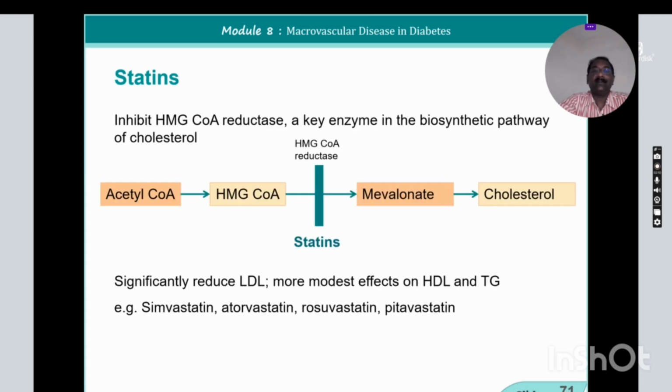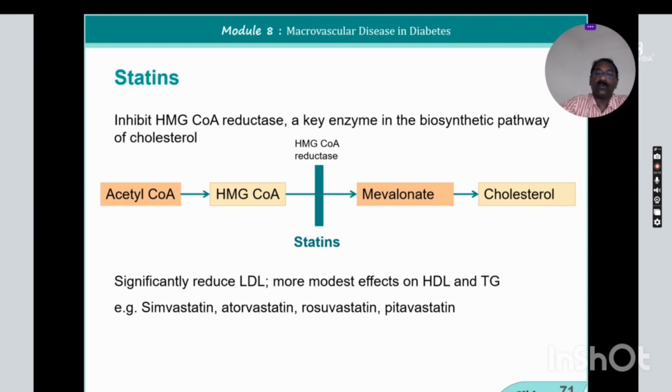How do the statins act? I told you now, they are HMG coenzyme A reductase inhibitors. See, acetyl coenzyme A becomes HMG coenzyme A, which becomes mevalonate and then cholesterol. So by using the statins, we are preventing the synthesis of cholesterol from the HMG coenzyme A. That's how they act. They are very, very important drugs to be used in all diabetic individuals to reduce the synthesis of cholesterol. They significantly reduce the LDL, with more modest effects on the HDL and triglycerides. I told you, the statins will act on the other three also.